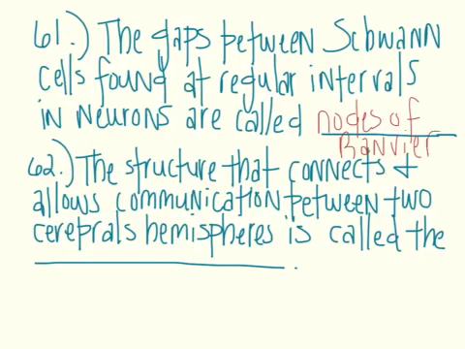And 62, the structure that connects and allows communication between two cerebral hemispheres is called the corpus callosum. So remember we said earlier the longitudinal fissure is what separates the two hemispheres of your brain, your left and your right side, and then the corpus callosum is what connects them back together and allows the two sides to communicate with each other.